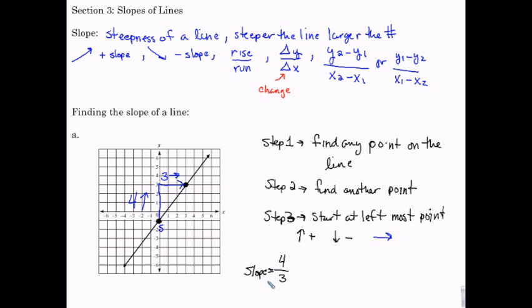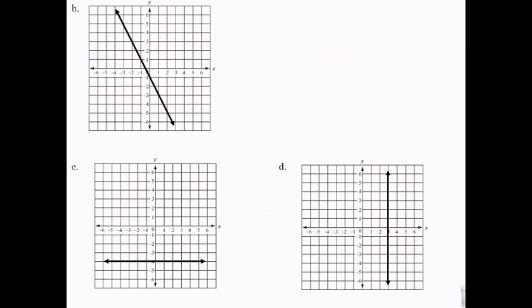And then if I had to go down 4 and then over 3, it would have been negative 4/3. So I'm going to find any point. Here's one. And I'll find any other point. And I'm actually going to find a point much further away than I need to, just to show what happens if you count too many spaces.